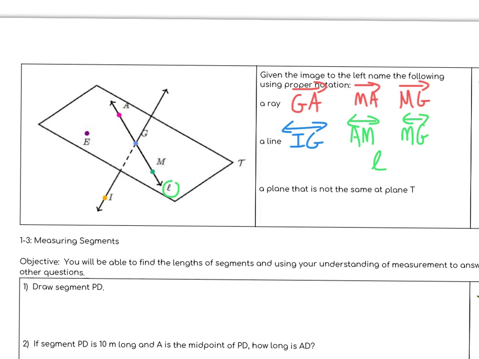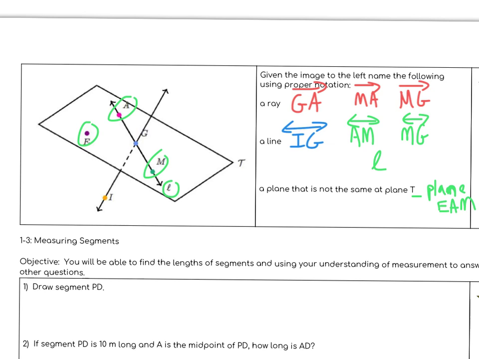So if we're then talking about naming a plane, we name this either by a letter or by 3 points in the plane. So plane T would be the same as plane EAM, because all three of those are in the same plane as T.